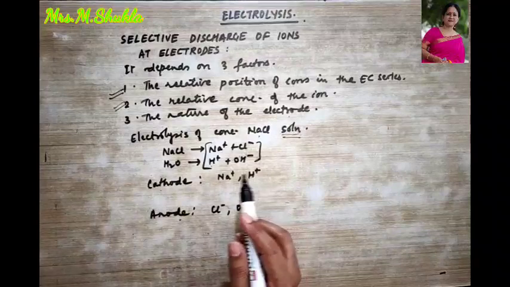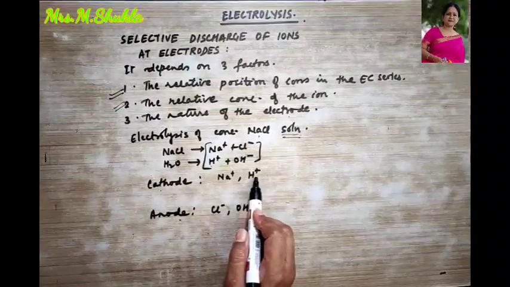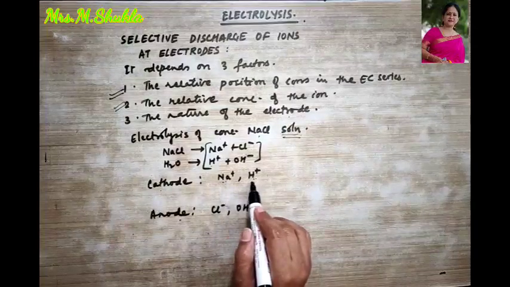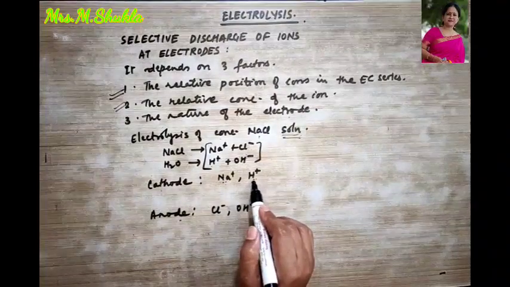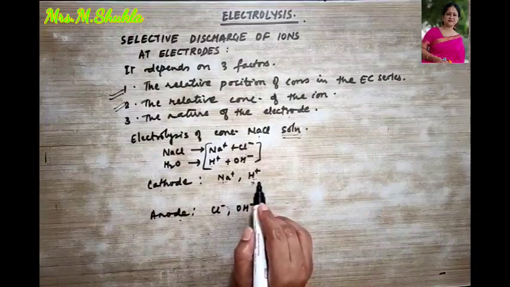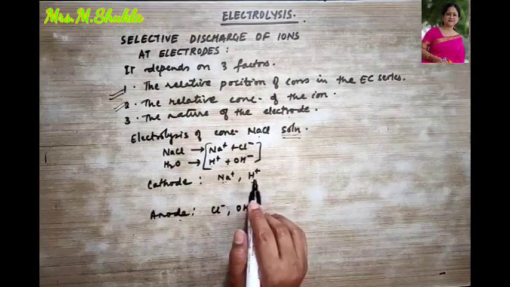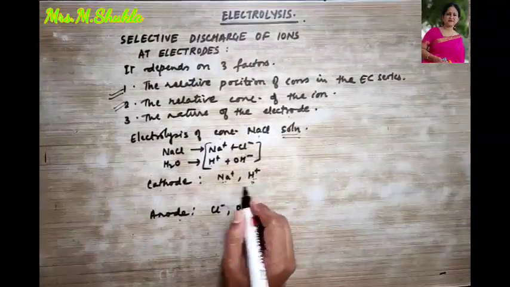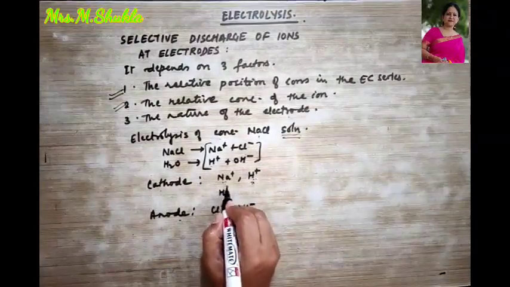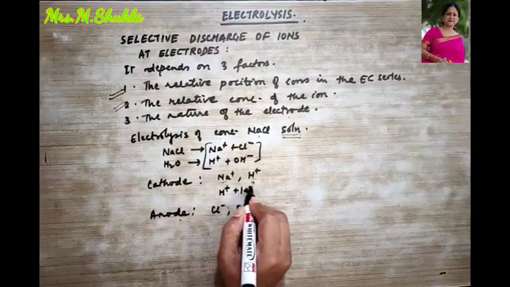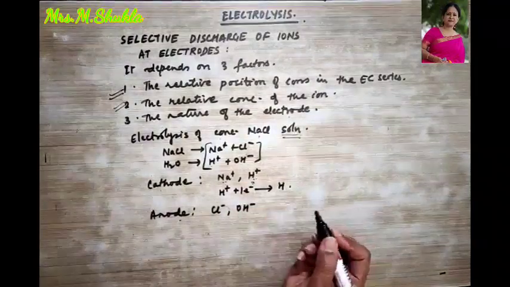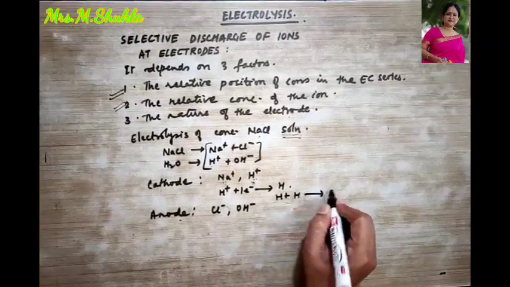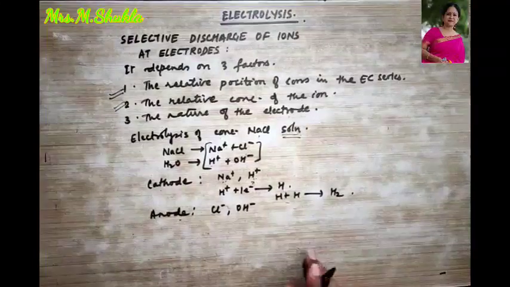Now, two ions of similar charge are present. Who is going to get the preference? Which one is lower in the EC series? Hydrogen is lower in the EC series. So at the cathode, hydrogen will get the preference to be discharged. The hydrogen ion accepts one electron and forms a hydrogen atom, and the hydrogen atoms combine to give hydrogen gas.